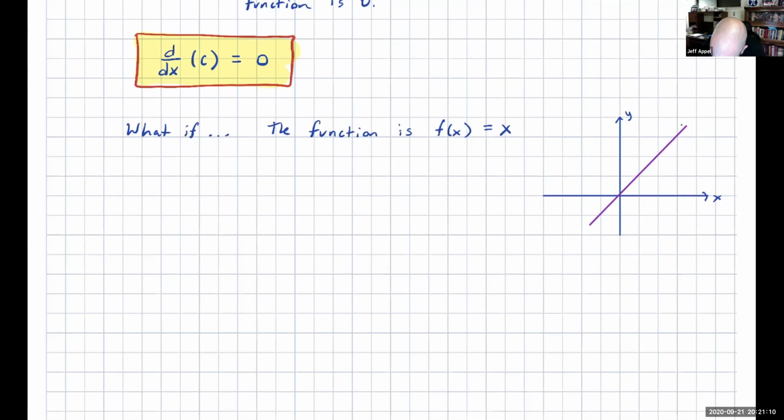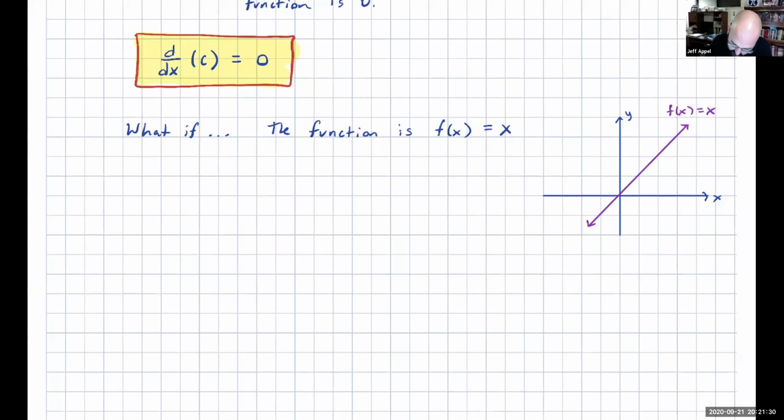Maybe like that. All right, maybe that's off by just a little bit, but you get the general idea, right? This is f of x equals x. So if I said, well, what is the derivative of this function? Well, that's the same thing as me saying, what is the slope of this function? So the slope of this function, we'll just look at it. f of x equals x.